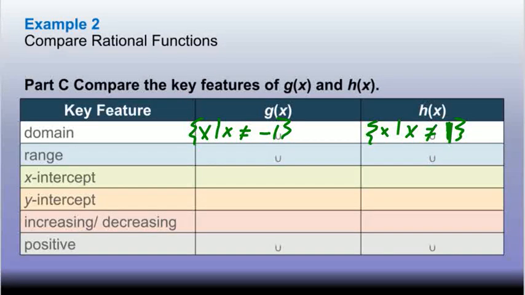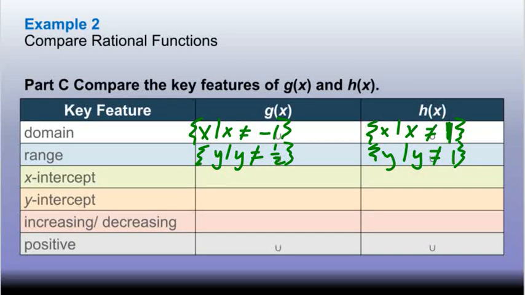A range for the first one, for g of x, would be y such that y is all real numbers, but it can't equal 1/2. And the other one would be y such that y can't equal a positive 1. The x-intercept for g of x is 2, for h of x is -2. Y-intercepts are -1 and -2.